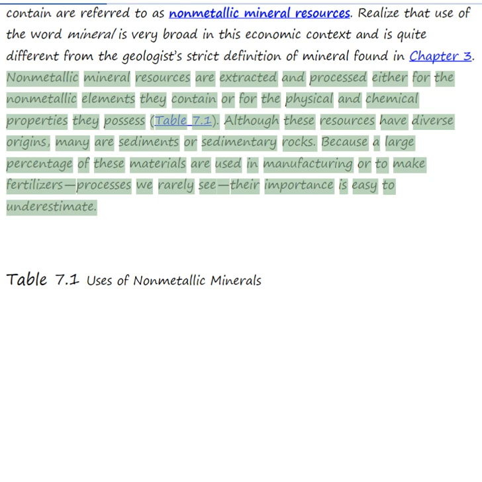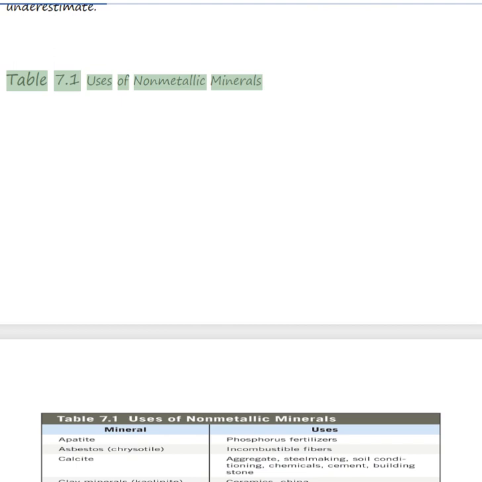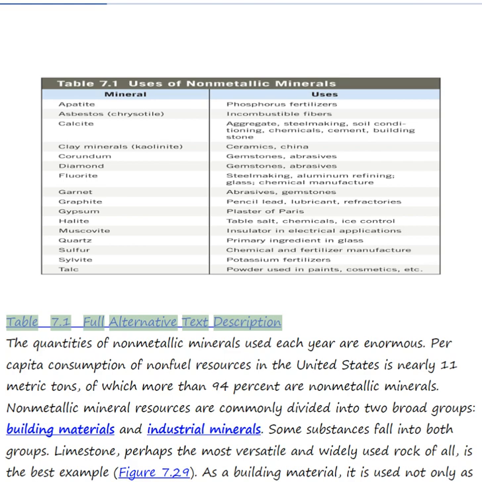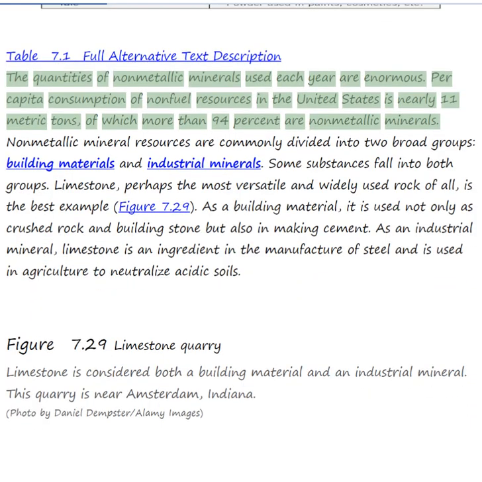Because a large percentage of these materials are used in manufacturing or to make fertilizers, processes we rarely see, their importance is easy to underestimate. Table 7.1 Uses of non-metallic minerals. Table 7.1 Full alternative text description. The quantities of non-metallic minerals used each year are enormous. Per capita consumption of non-fuel resources in the United States is nearly 11 metric tons, of which more than 94% are non-metallic minerals.